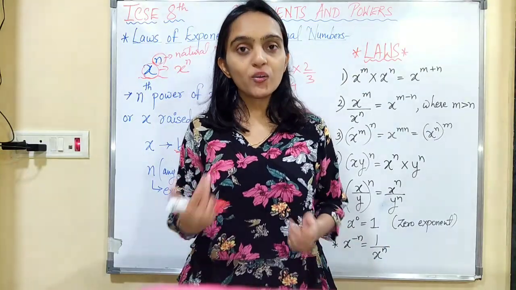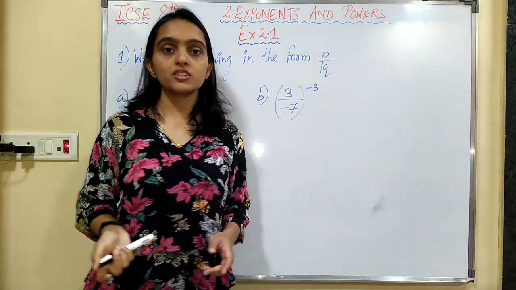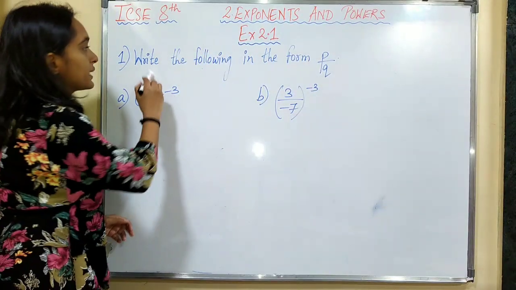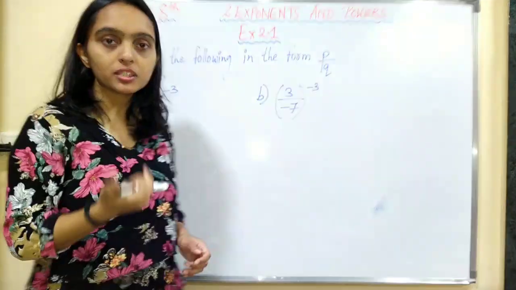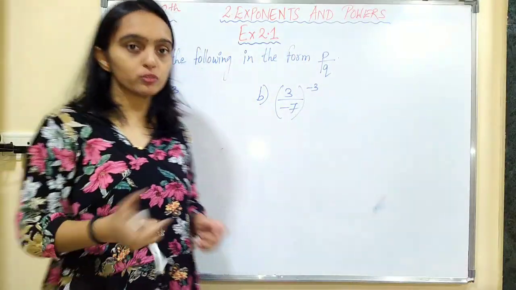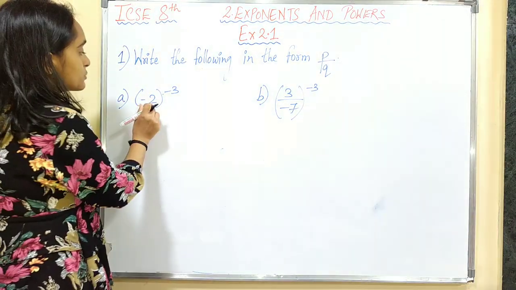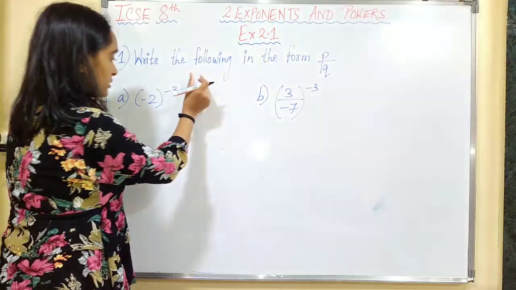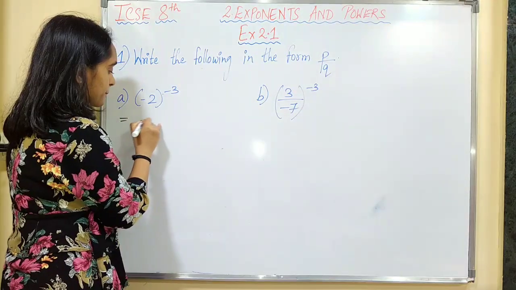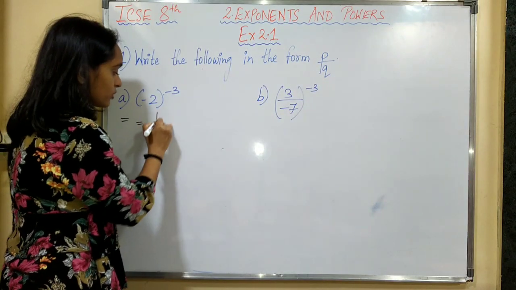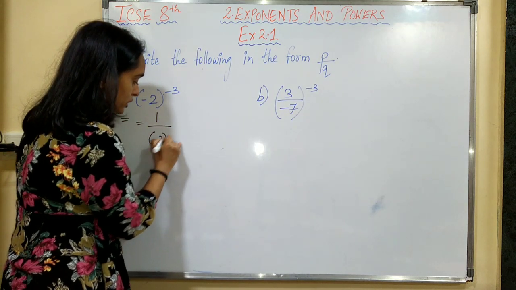Okay. Now we will start with the first exercise. Exercise 2.1. The first question says, write the following in the form of p upon q. So we have to express the given expressions in p upon q form. The first question is minus 2 raised to minus 3. Okay. So you know minus 3 is there. This can be written as 1 upon minus 2 raised to 3.